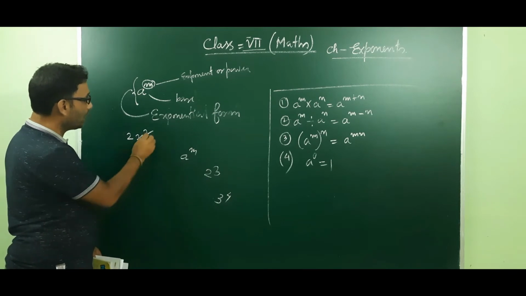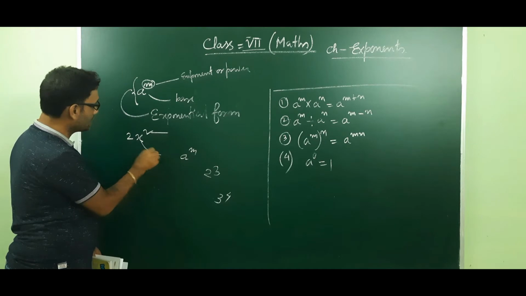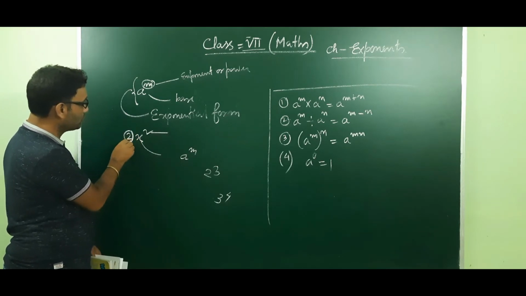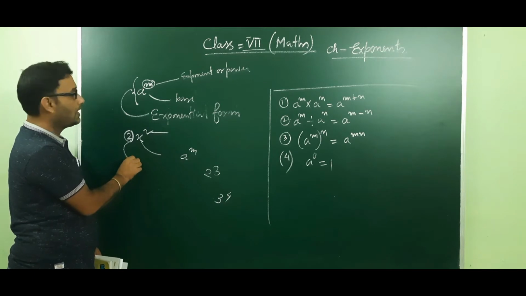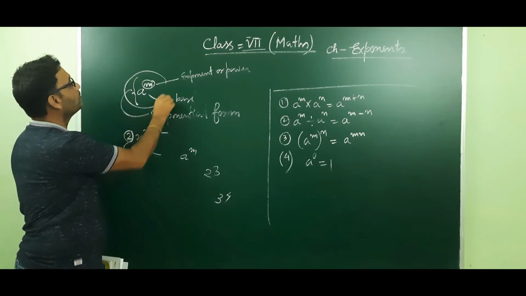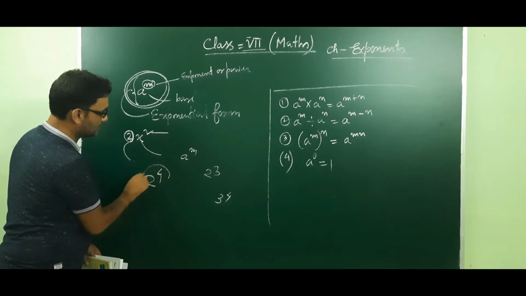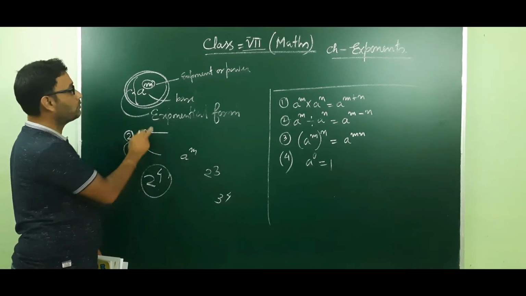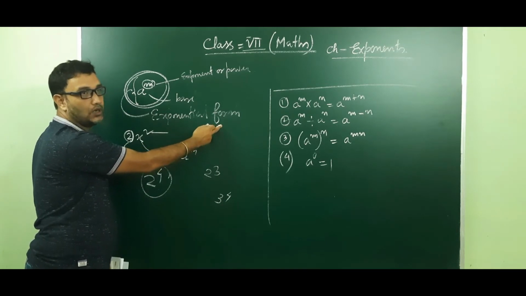Suppose, for example, we write 2x square. Here the power is 2, the base is x, and this 2 is your coefficient. And this type of form, suppose 2 to the power 4, is called exponential form.